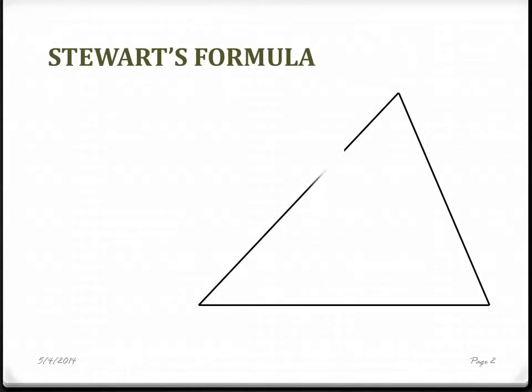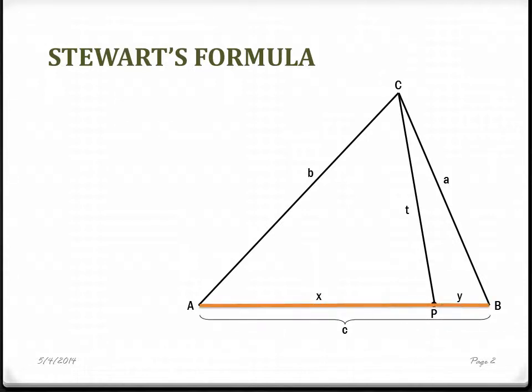Suppose we have triangle ABC such that side A is opposite to angle A, side B is opposite to angle B, and side C is opposite to angle C. We can draw any line segment from vertex C to a point P on the opposite side, AB, and label this length T. Also, let's label X as line segment AP and Y as line segment PB so that X plus Y equals C. Then, Stewart's theorem is simply a formula based on this diagram.